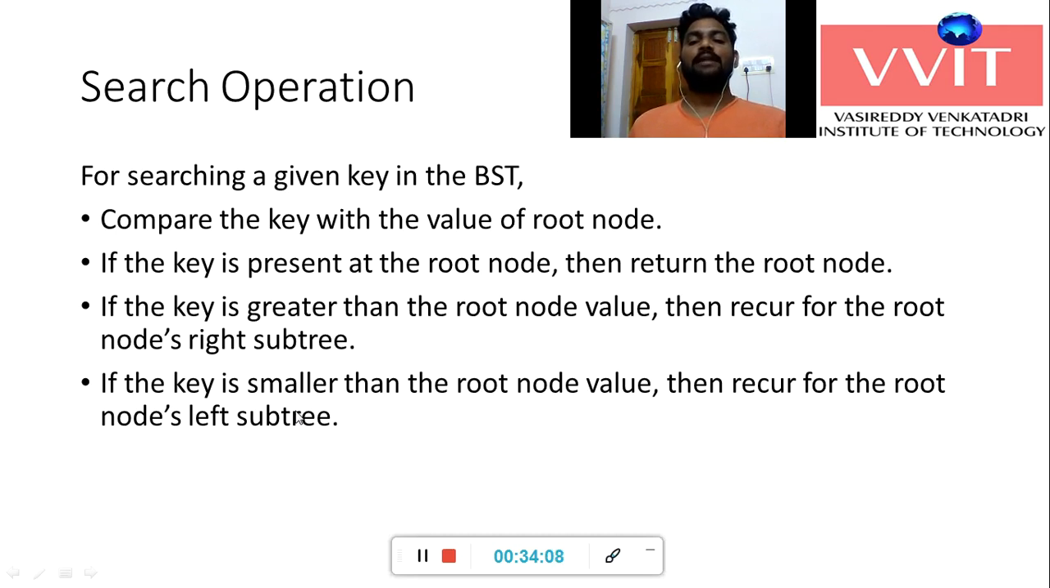we simply traverse the root node of the right subtree. Otherwise, we traverse the root node of the left subtree. This procedure continues until we reach the leaf node position, either in the left subtree part or the right subtree part. Once we reach the leaf node position, that means the given node is not present in the binary search tree, and we display the message that the node is not present in the binary search tree. This is called the search operation.